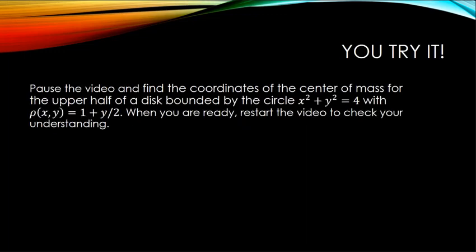Now you get to try it. Pause the video and find the coordinates of the center of mass for the upper half of a disk bounded by the circle x squared plus y squared is equal to 4 with a density function rho of xy that is equal to 1 plus y halves. When you're ready, restart the video to check your understanding.